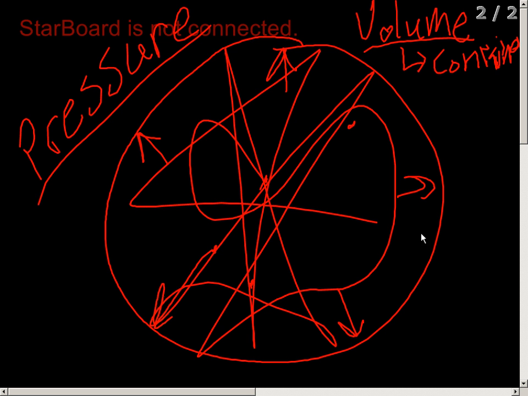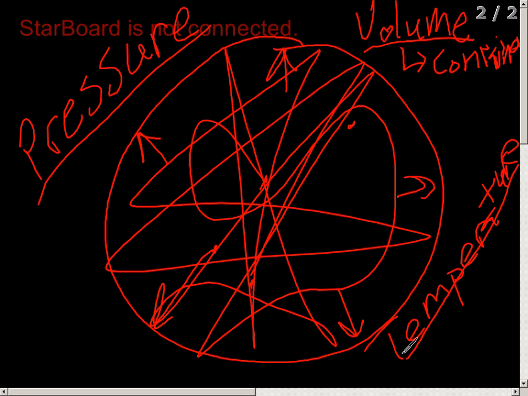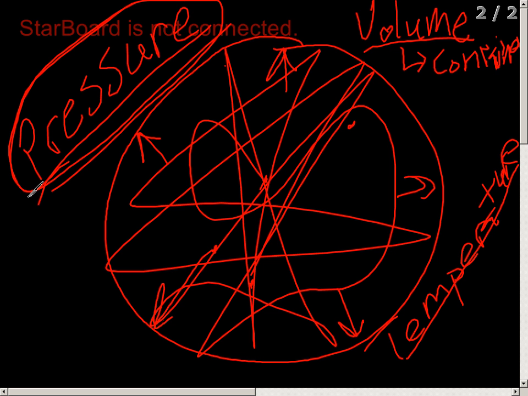The speed at which the gas is flying is called the temperature. Temperature measures average kinetic energy. Kinetic energy is the energy of movement, so the higher the temperature, the faster the gas is flying around. The harder that it's hitting the sides of it, the more pressure it has. The larger the container, the less often it hits, the less pressure. The smaller, the more often it hits, the higher the pressure.